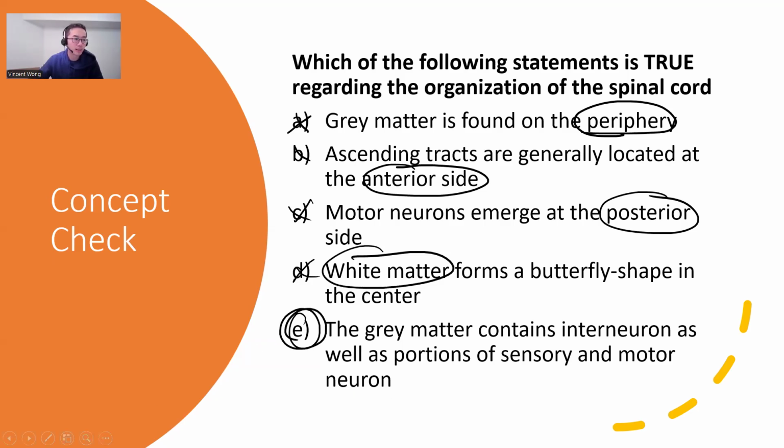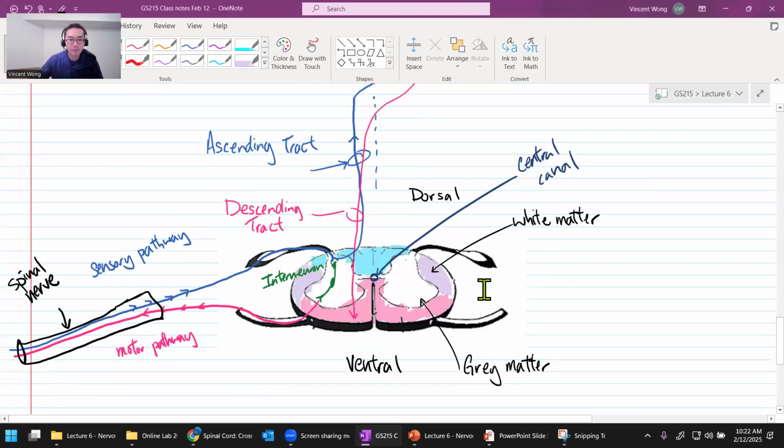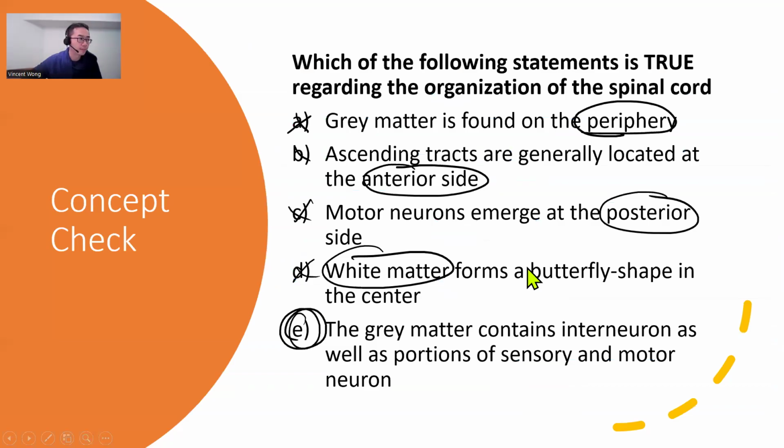If you look at the drawings we have, you can see the gray matter has the entire interneuron and part of the sensory and the motor neuron as well. That's because it needs to make a synaptic connection with the interneuron, right? So that's that.